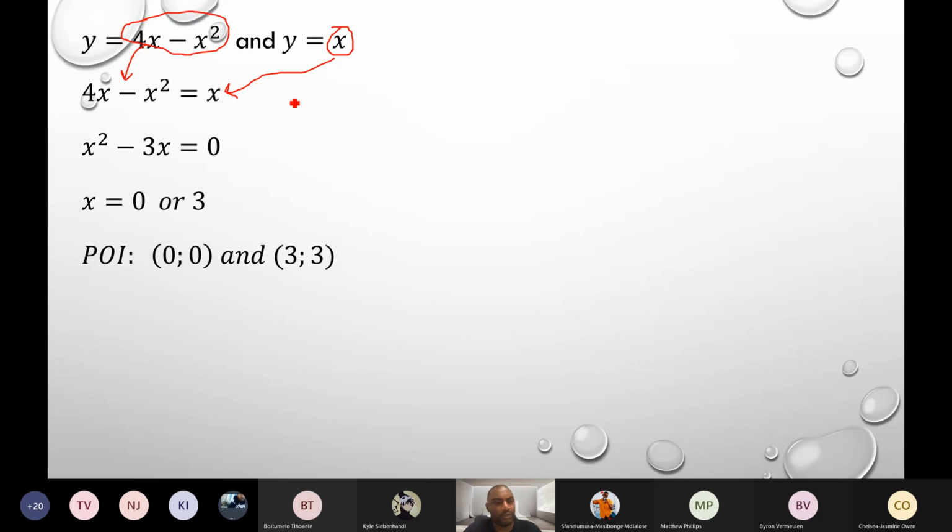Then I just solved. It's important now, when I solved, I got x is 0 or x is 3. I had to substitute into the y to get my y value. So my point of intersection has x and y. Okay, that's important as well. So this is the point of intersection. Check what you did, see if there's any mistake. If it's correct, tick, just mark your work.